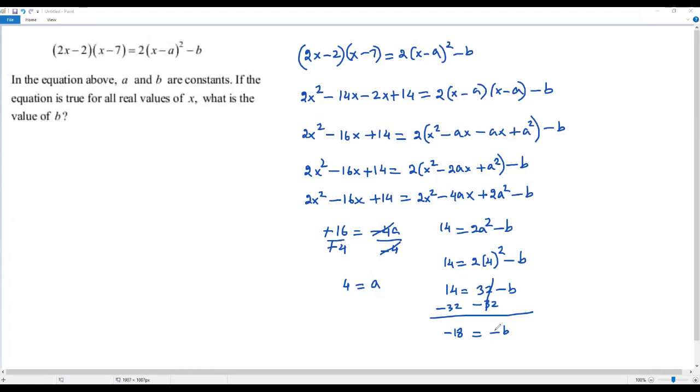Okay, here I have to make this negative b a positive b. For that, we have to multiply both sides of this equation by negative 1. When I multiply this negative 18 by negative 1, I am getting positive 18. When I multiply this negative b by negative 1, I am just getting b. Okay, here I got the value of the constant b, that is 18.